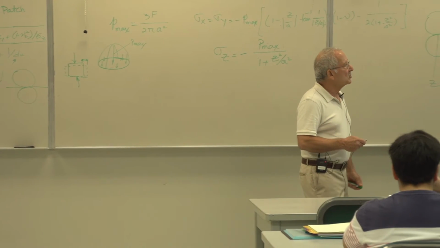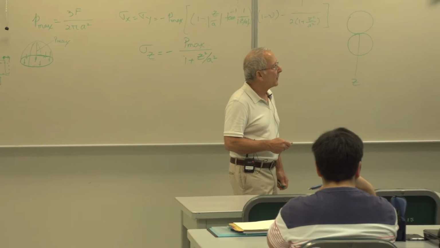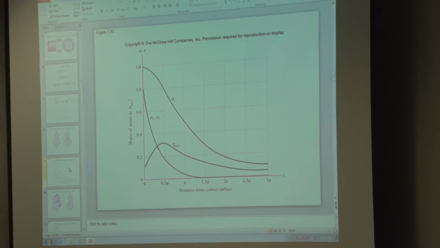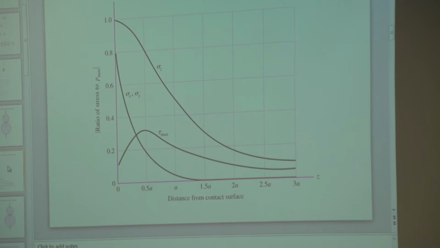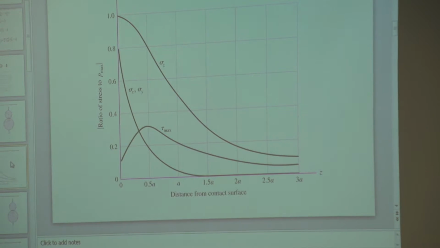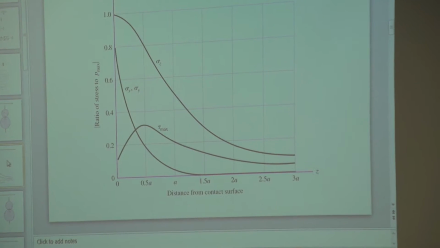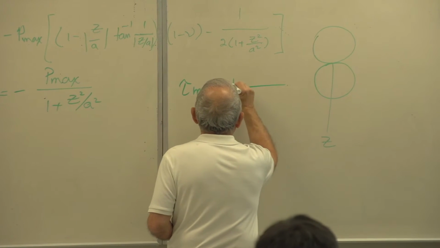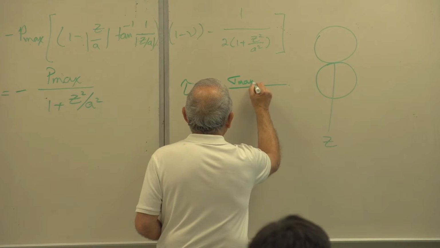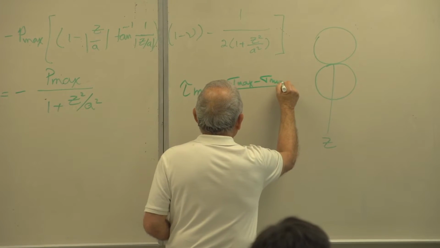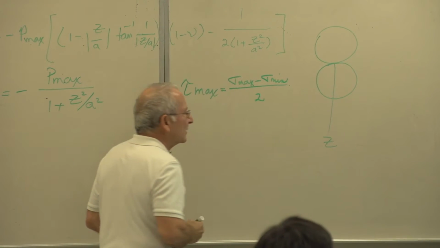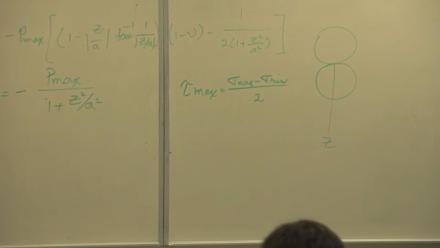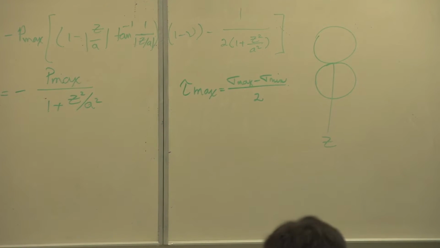In the graph that you see here, a tau max is plotted. As you recall from Mohr's circle, tau max is equal to sigma max minus sigma min divided by 2. This is that tau max. Remember, we have 3 of them. This is the largest of the 3.